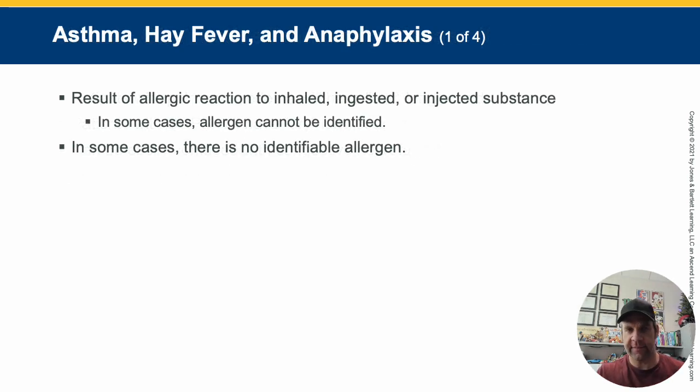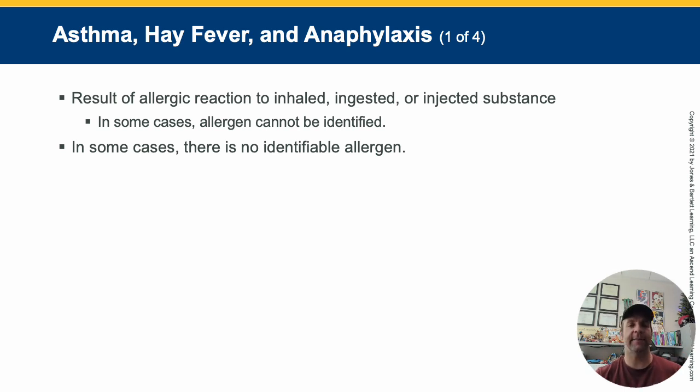So asthma, hay fever, and anaphylaxis, they're all examples of a hypersensitivity reaction, okay? And that just means that the body's immune system is overreacting, sometimes mildly, sometimes in ways that are actually life-threatening. So in these cases, a patient's respiratory distress is not due to infection or trauma, but rather it's an exaggerated immune response to a substance, okay? And that substance is known as an allergen.